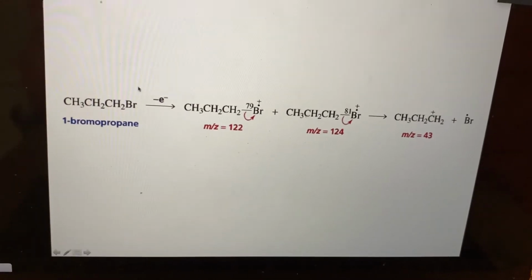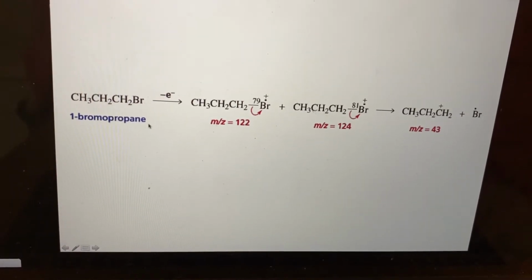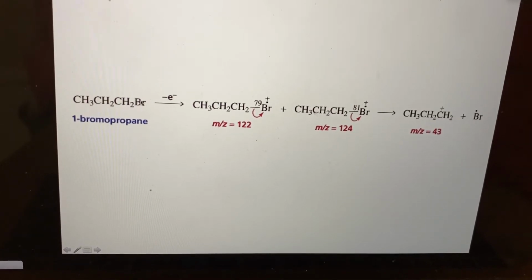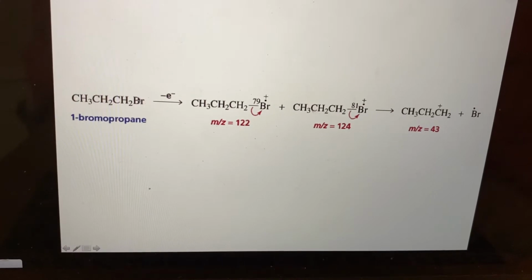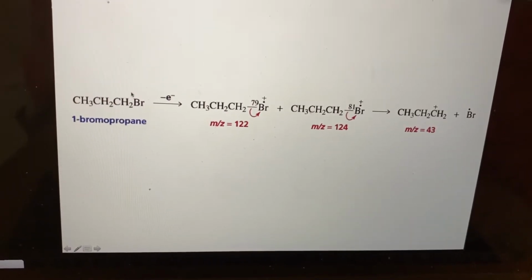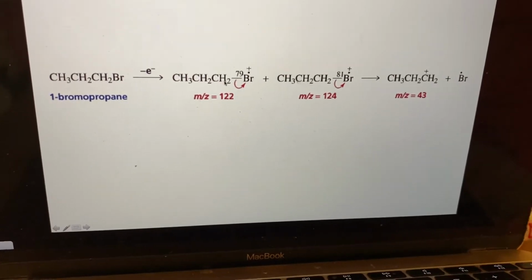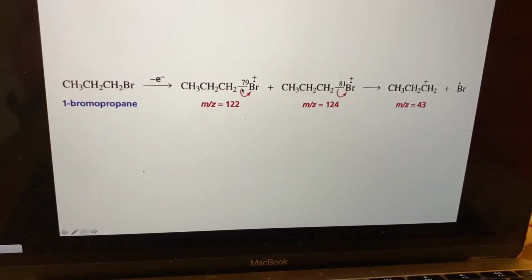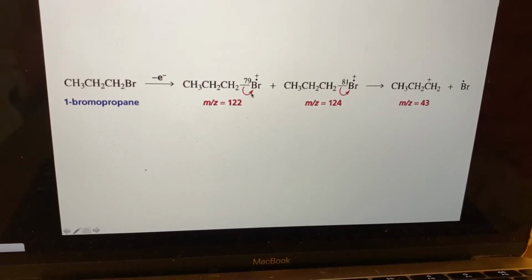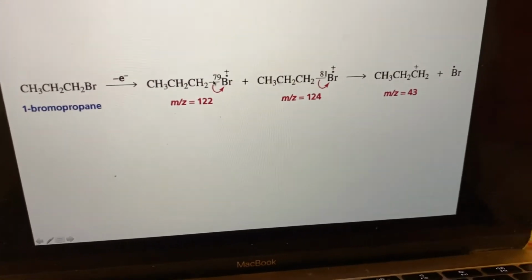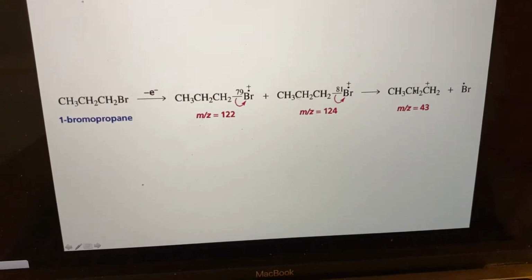So notice I have one bromopropane. Once I have one bromopropane, recognize that I have two isotopes, 79 and 81. But notice that I'm removing the electron off the non-bonding electrons to make that radical cation. Once I've done that, if I break this bond heterolytically, notice I'm using an arrow with two electrons, a double arrowhead. I make a carbocation. And this carbocation is 43.